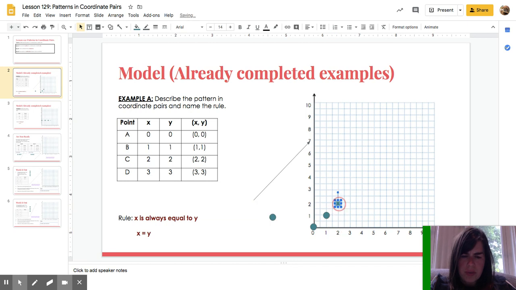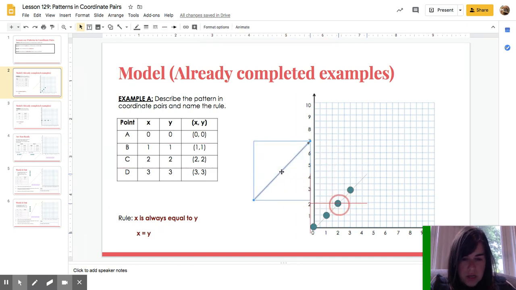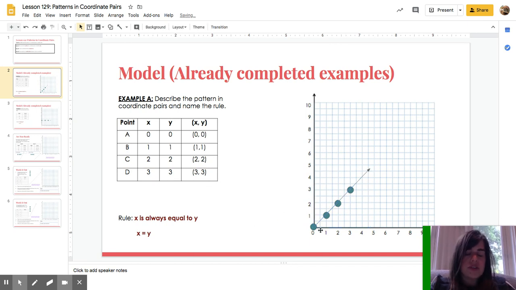Hey, I'm noticing a pattern here. Point D is over 3, up 3. So I'm noticing a pattern between the coordinates, x and y. I notice that no matter what x is, y is always going to be the exact same. I'm going to drag my line so that it goes through all of my points. And you can see they're evenly spaced out because the relationship is consistent. They are all the same points on the same line.